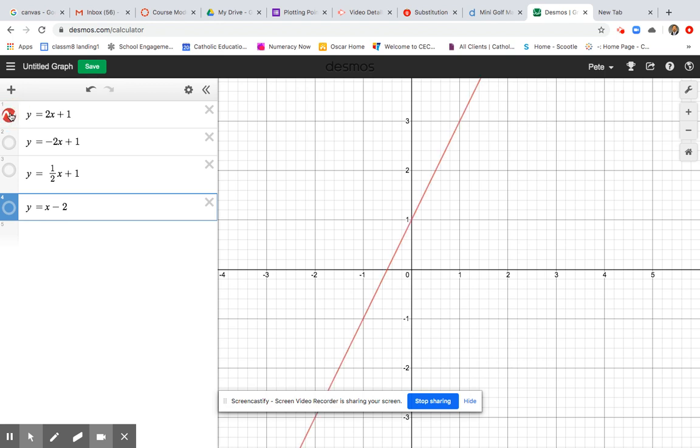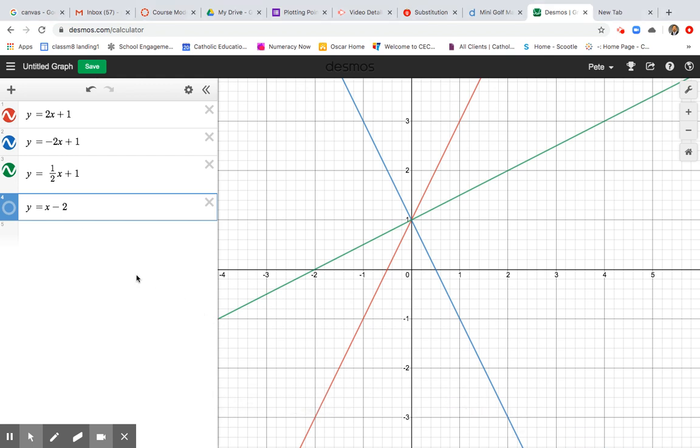So y equals 2x plus 1 looks like this. Y equals minus 2x plus 1. And this is y equals a half x plus 1. So I think it's fairly obvious what all of these have in common. Now this y equals x minus 2, I'm going to assume that it's going to be different. Okay, so it's quite different.